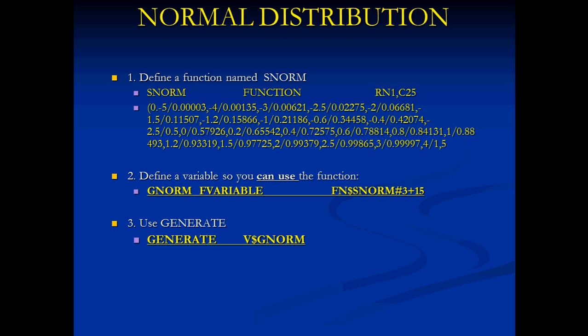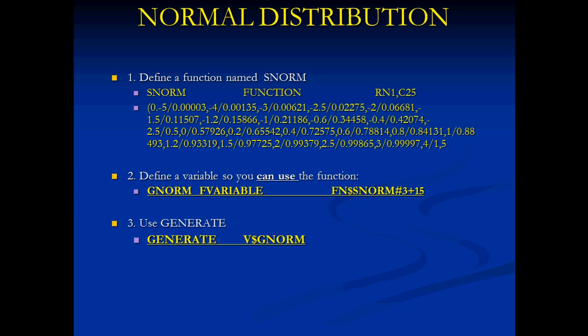In the case of the normal distribution, we name it as norm. We indicate that it's a function, random one, and continuous 25. C25 for 25 data pairs. In the case of the normal distribution, we need to define a variable. This variable helps us use the function.